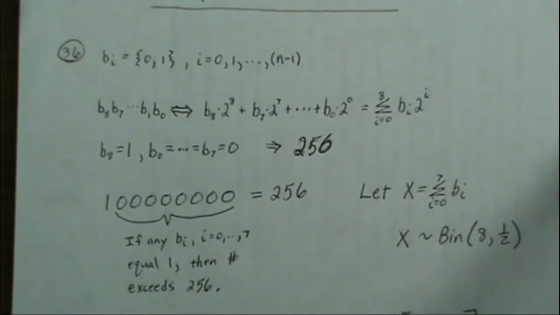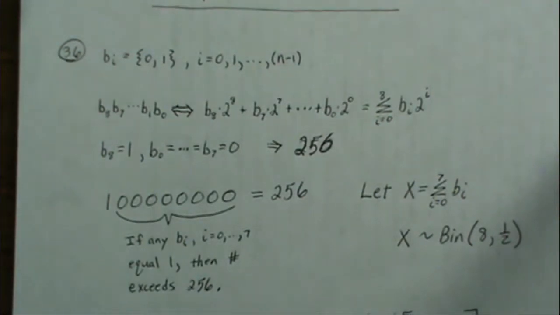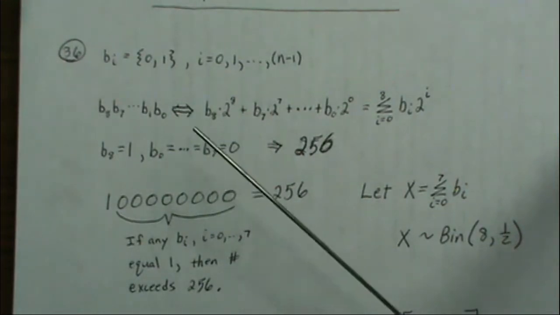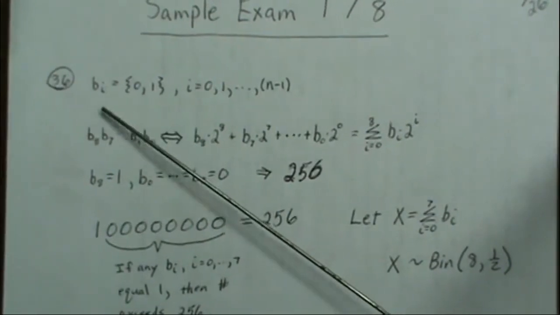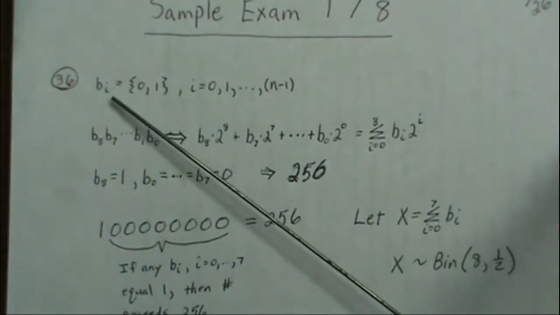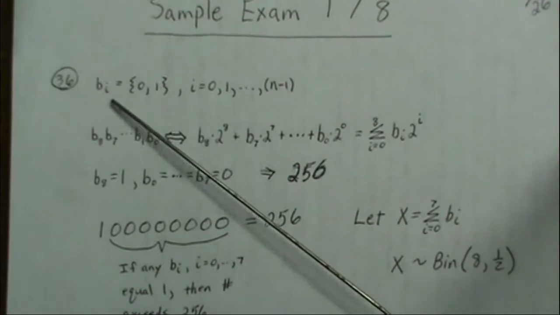So, problem 36, we have a series of tosses that can be replaced by ones and zeros, and we want to find the probability that we exceed 256. So here is just a quick understanding of how binary numbers are represented.